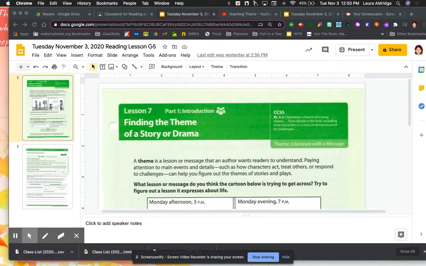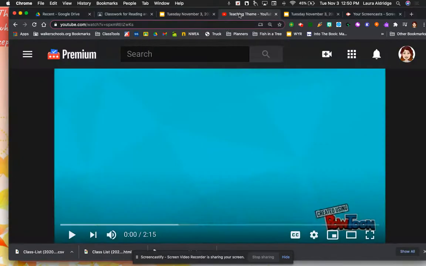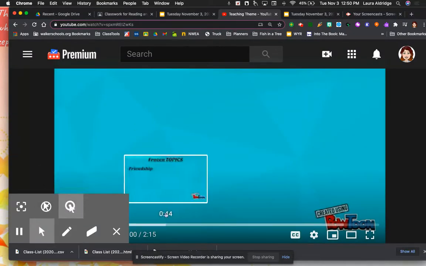An inference is where we take all the clues in the text, like how the characters act, how they treat one another, how they respond to challenges, and what we already know in our mind about life and encountering challenges ourselves and solving problems. And we figure out the theme of a story or a play. We figure out that message or that life lesson that the author wants us to know. I want you to watch this video with me today so that we can see a little more about what theme is and what some common themes are. Let's watch this together.